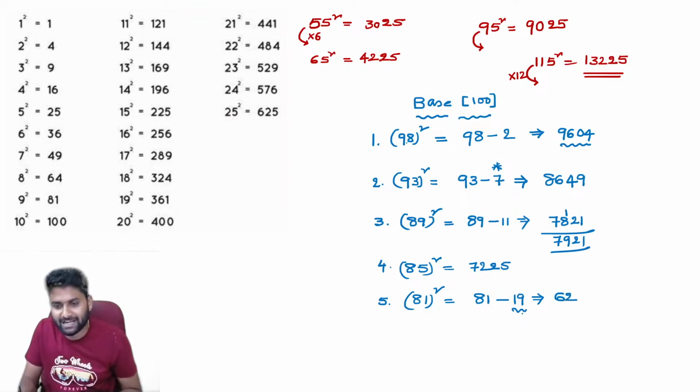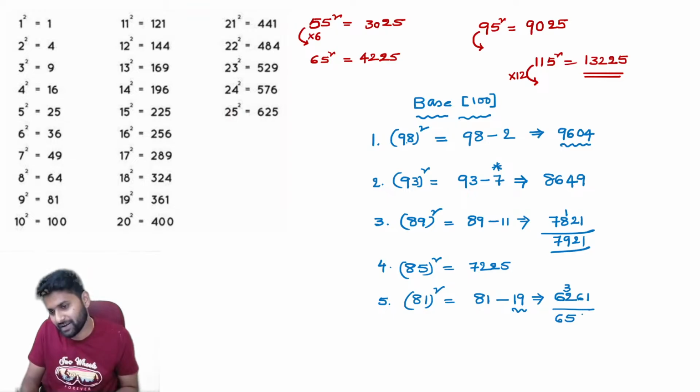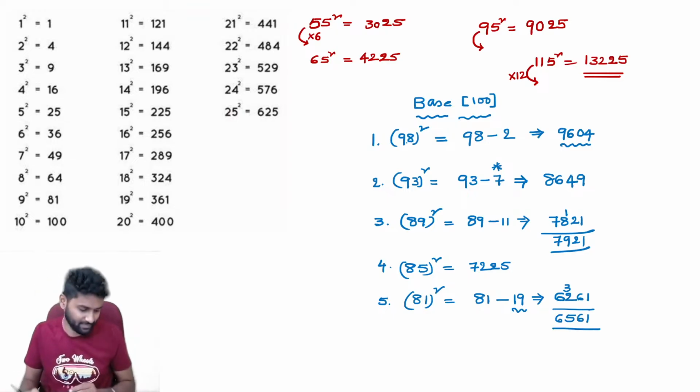Now we are subtracting 19. That's why I told you clearly you have to remember all those 25 squares. If you know the 19 square, then only you will get the answer for 81. 19 square is 361. Write down 3 here, 6 here, 1 here. Final answer 6, 5, 6, 1. 6,561 is the correct answer.